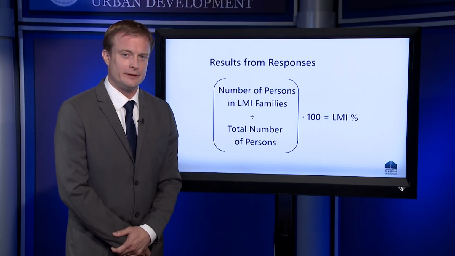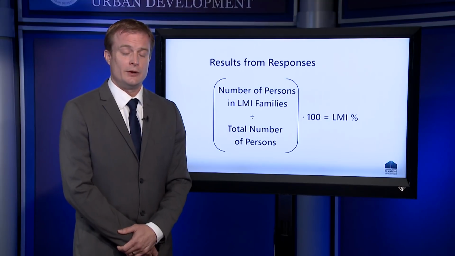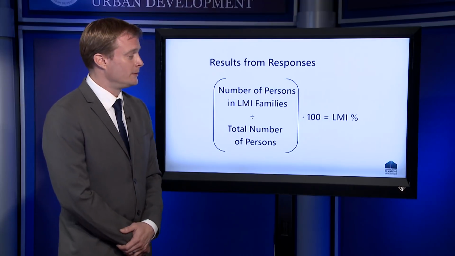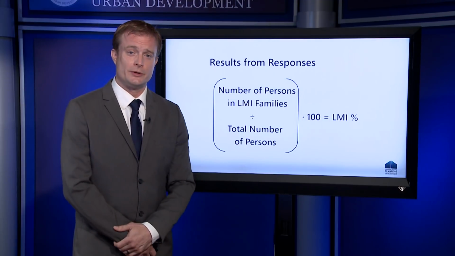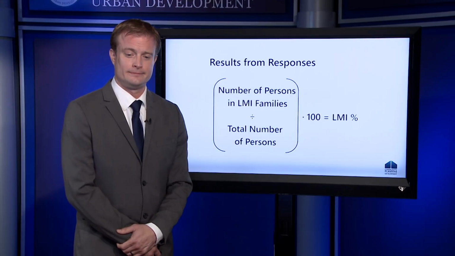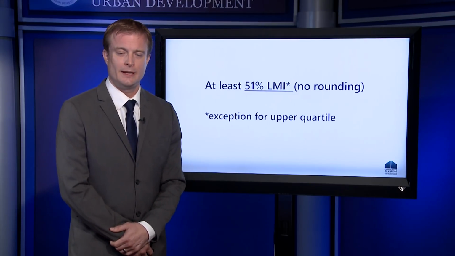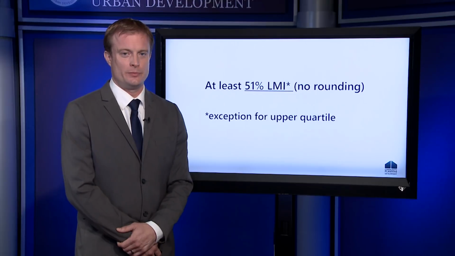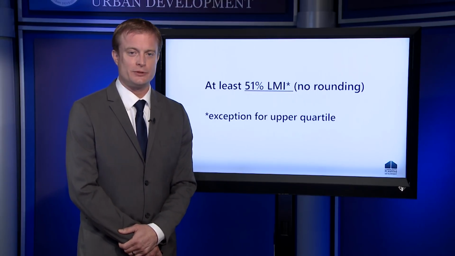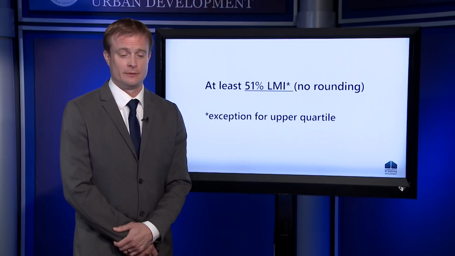And here's how you calculate the response. For all of your samples, you would add up the number of LMI persons and divide by the total number of persons to equal your LMI percentage. It has to at least be 51%. We don't allow rounding, so 50.9% would not be considered to qualify.